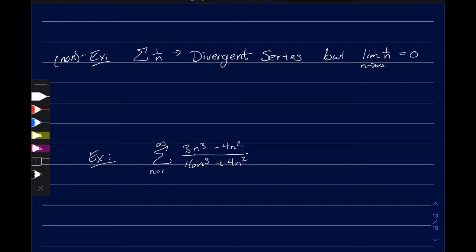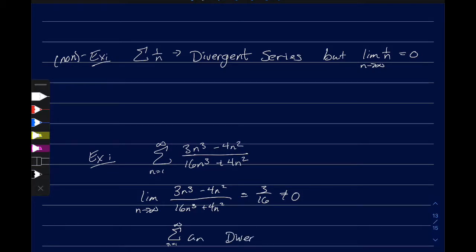Now let's take a look at one that we actually can use the divergence test for. We want to know the convergence or divergence of this infinite series. So we just take the limit as n goes to infinity of the inside here: 3n cubed minus 4n squared over 16n cubed plus 4n squared. And we know that the limit of this is 3/16. Since that's not equal to 0, that tells us that the sum of this must diverge.